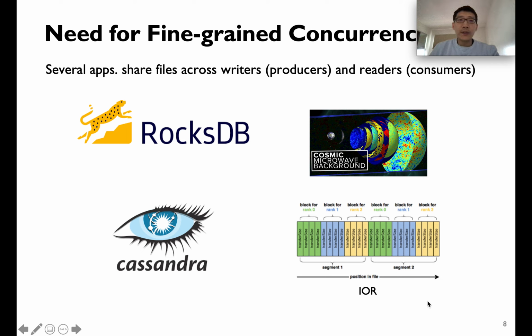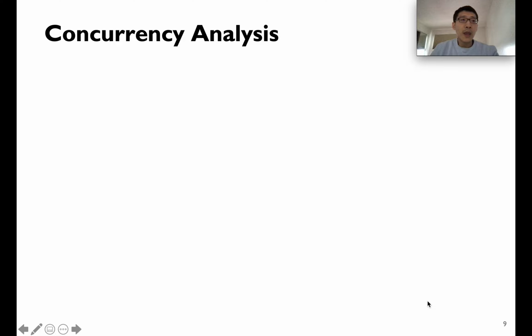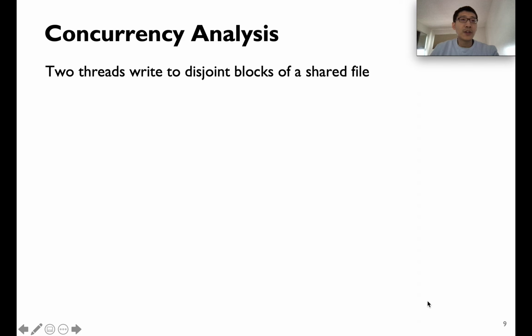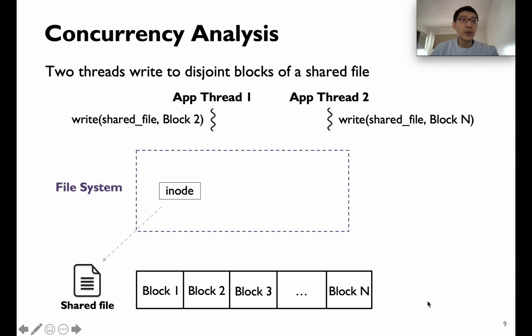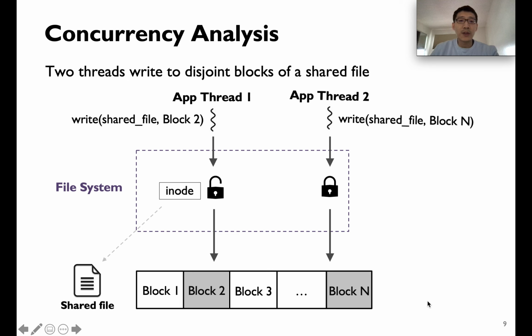Concurrency is critical in several data center HPC applications and widely used benchmarks that share files across threads and processes. Now let's look at what is happening in the file system for file sharing. There are two threads accessing a shared file, even if they write to different blocks. Once thread 1 holds the inode level lock, thread 2 needs to wait until thread 1 finishes writing and releases the lock.